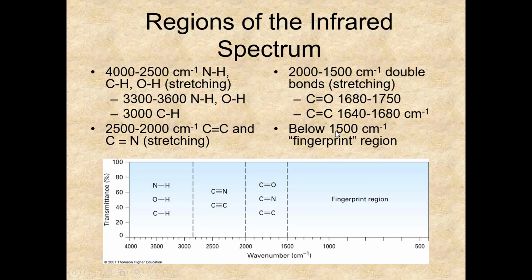Okay, so regions, the same slide, just a little bit different. This may be how your textbook presents it. And this is what I want you to memorize, where these things roughly show up, so I know where to look. And then I can go to charts and figure out what type of CH bond it is. Or I can go to charts and figure out what type of CO bond it is.